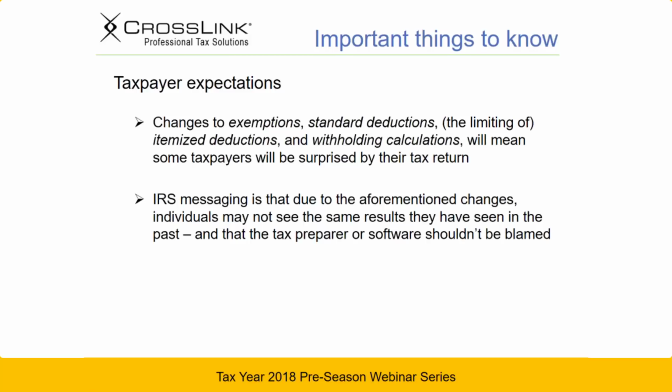The IRS has even gone as far as to begin messaging that due to the aforementioned changes, individuals may not see the same results they've seen in the past, and that they need to understand that that has nothing to do with the tax preparer or the software. Those should not be blamed, but yet people didn't make changes to what they had withheld, and if the laws changed and those types of things, that allowed people to get more money from their paychecks early in the year, if they don't have enough things to cover the withholding, that guess what? They may be finding themselves in a surprising situation.